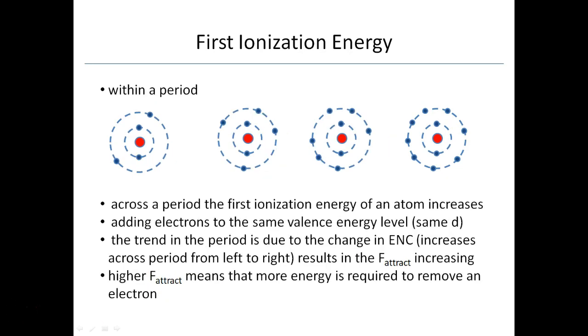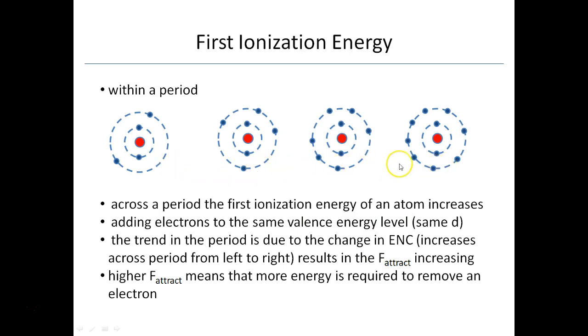When we look across a period, what we find is that my first ionization energy increases. And that's because as we go across a period, again, we increase our ENC value. So here I have an ENC value of 2. Here I have an ENC value of 3. Here I have an ENC value of 6. And here I have an ENC value of 7.